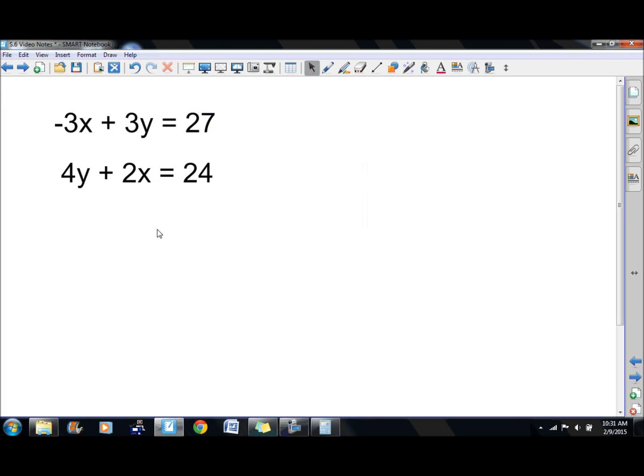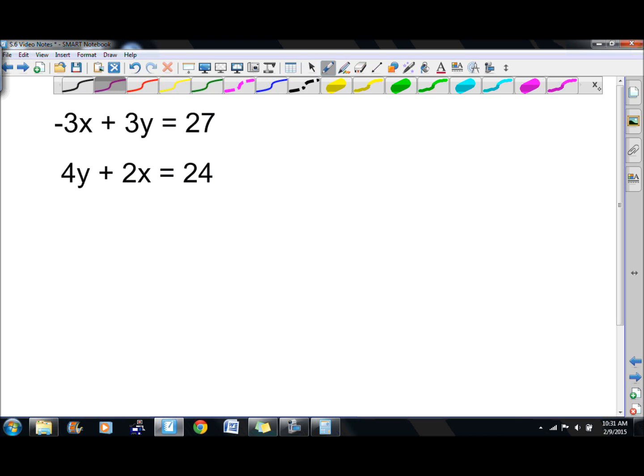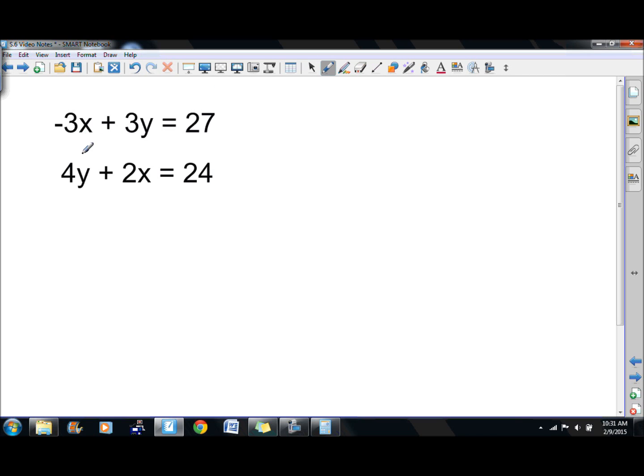We are going to be solving this third problem, and I'm hoping that you notice right away that our variables do not match up. Our x and our y are lining up, and our y and our x line up, so we need to rewrite the top equation so that it works a little bit easier for us. So I'm going to rewrite this equation as 3y minus 3x is equal to 27. It's the same equation, just rewriting it, making it a little bit easier to read.